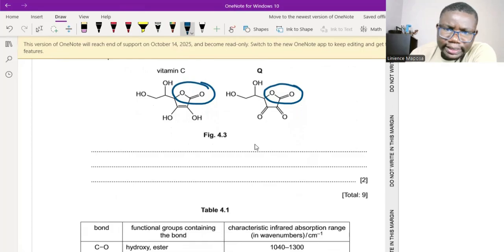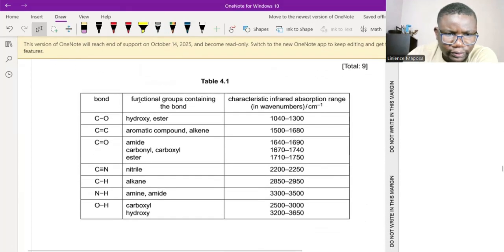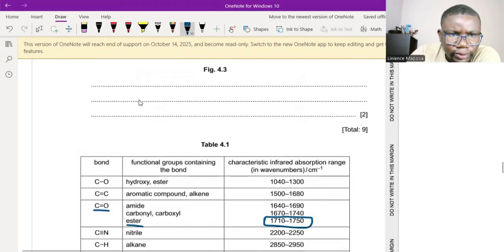This one doesn't have a ketone, so don't talk about the carbonyl group. We have to talk about the ester groups. Let me read the question again. Predict two absorption peaks. The absorption peak of the alcohol is the hydroxy, and you must quote that wave number. And the C=O of an ester bond is this one, so you must quote this one as well. So we are going to refer to those.